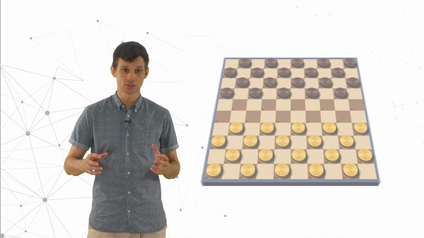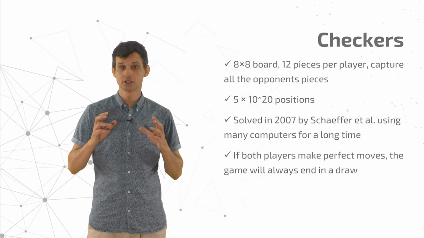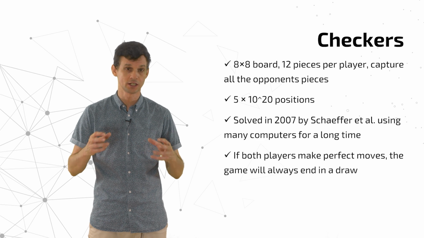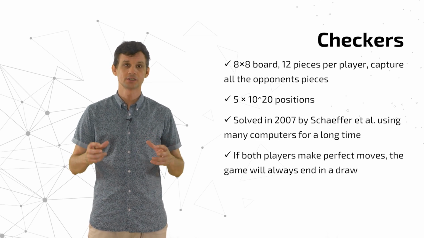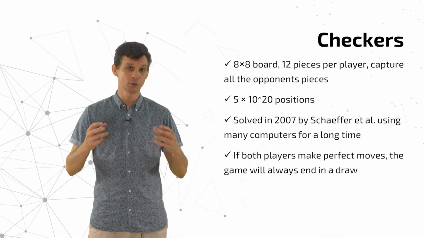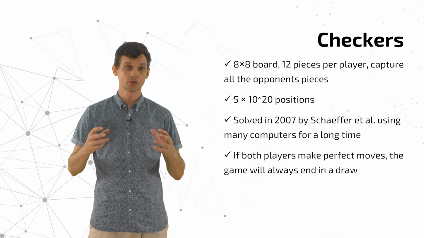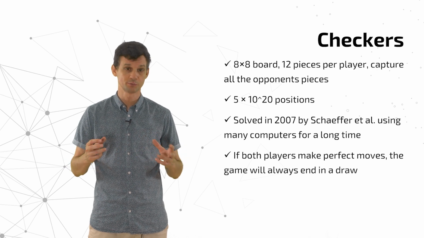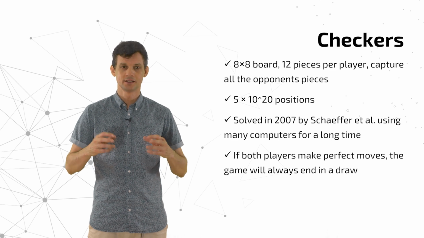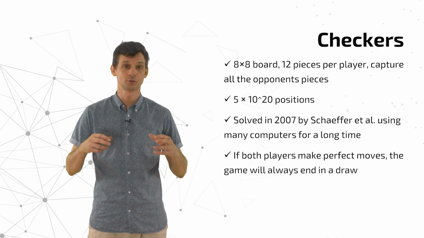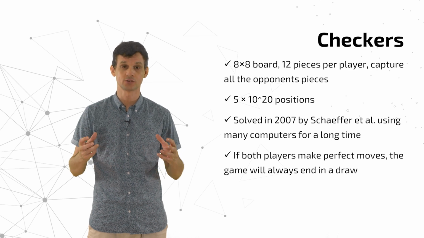Checkers, or draughts, has more complex rules than the first 2 games we mentioned. Each player starts with 12 pieces on the dark squares of the 8x8 checkerboard. The pieces can move diagonally and jump over the opponent's pieces and capture them. The game ends when one of the players captures all of the opponent's pieces or when the players agree on a draw. This game has roughly 5 times 10 to the power of 20 positions, which is about 1,000,000 times more complex than Connect 4.